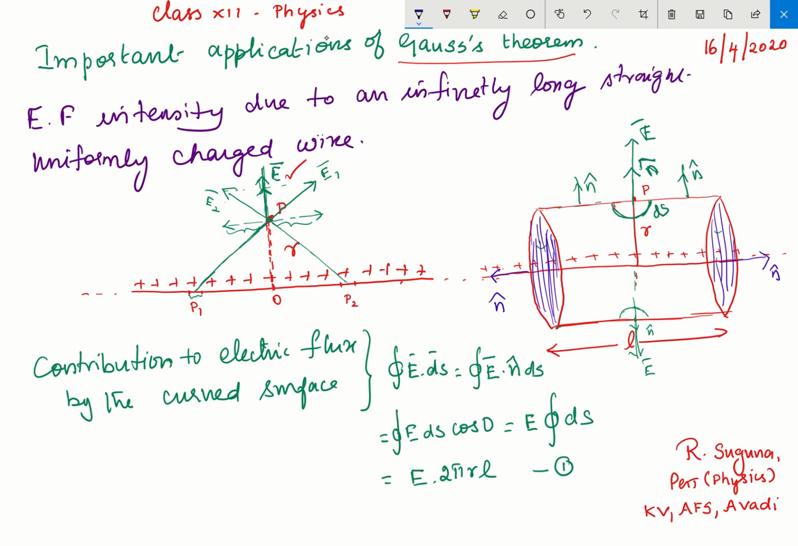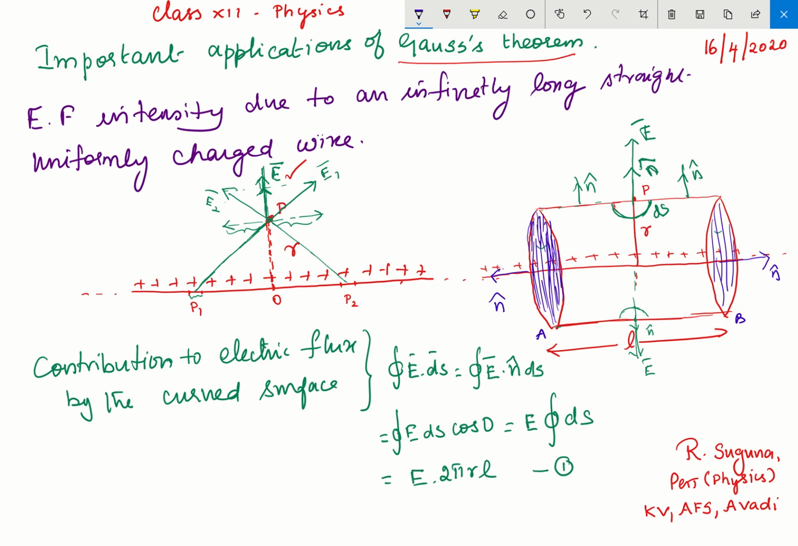Let me give the names A and B. At A, ds is towards the left, the outward normal, the area vector. For this end surface, which is circular, the area vector will be in this direction, that is left, and at B it will be towards the right.